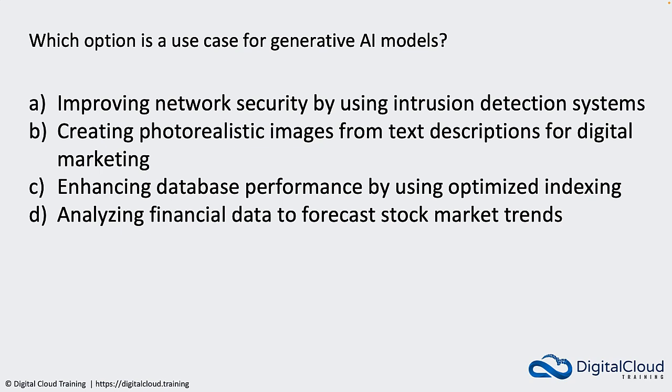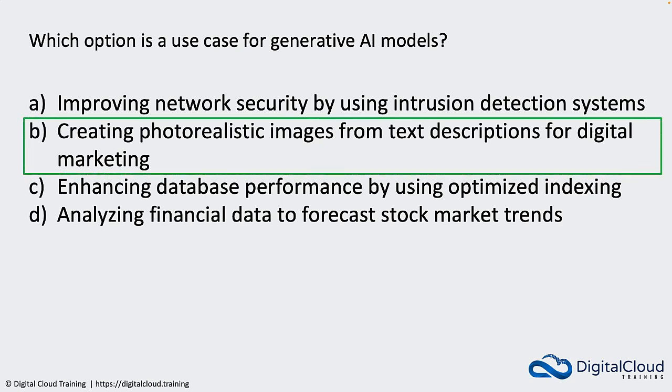So the next one is enhancing database performance by using optimized indexing. Well, I don't think that's correct because improving database performance does involve algorithms and techniques focused on query optimization and indexing, and those are not tasks that are good use cases for Gen AI models. The last one is analyzing financial data to forecast stock market trends. Well, I don't think that's good because predicting stock market trends typically involves statistical models or machine learning algorithms that are going to analyze historical data patterns. That's not really the best use case for Gen AI.